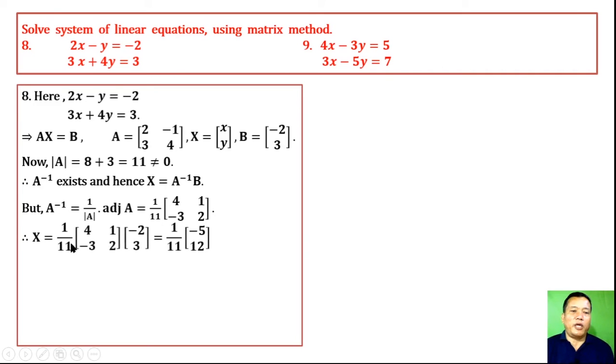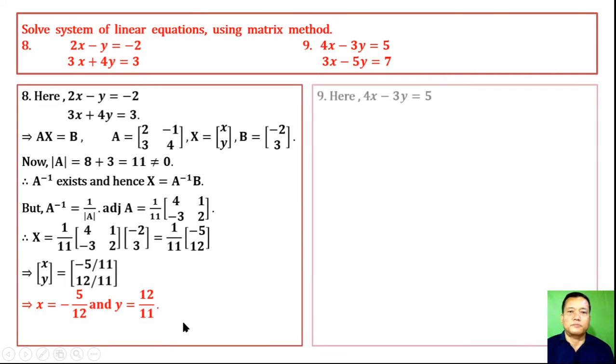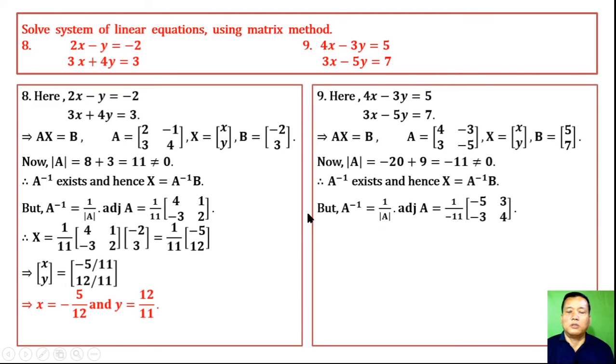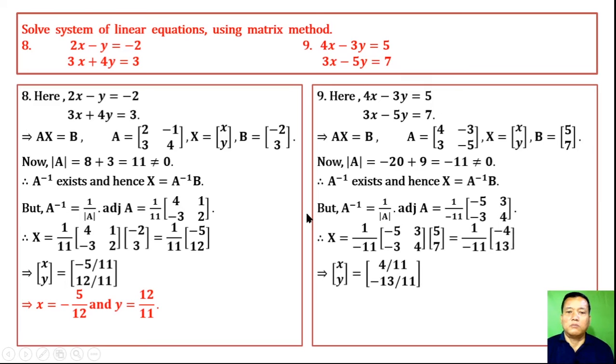Therefore, X equal to A inverse into B. The value of B is minus 2, 3, multiply and we get this. X is the column matrix formed by unknowns, divide by 11 and we get this. Equating, X equal to minus 5 by 11 and Y equal to 12 by 11. For question number 9, similarly we can solve. Lastly, X equal to 4 by 11 and Y equal to minus 13 by 11.